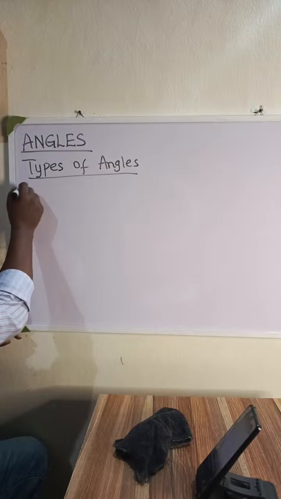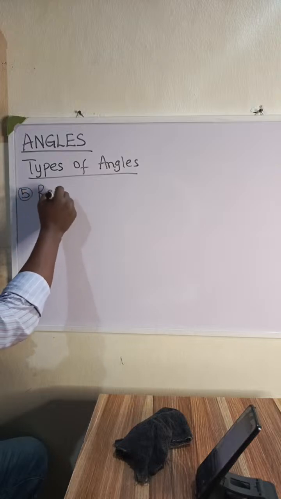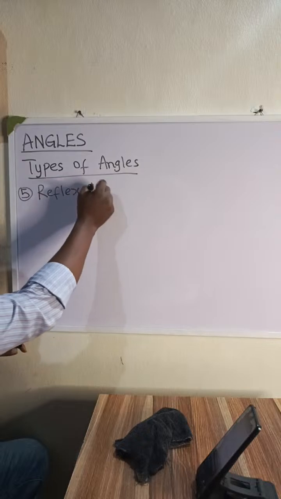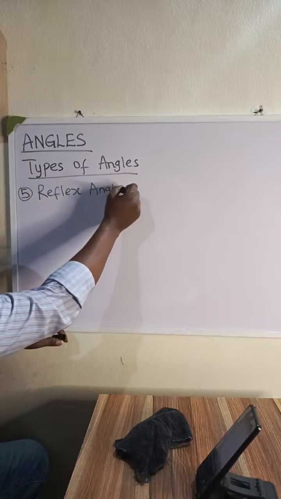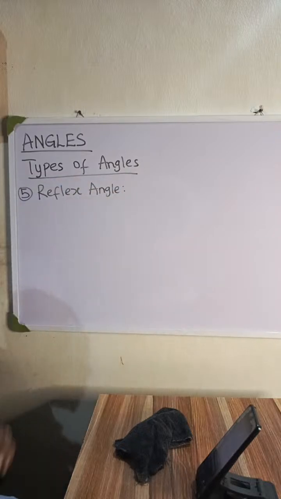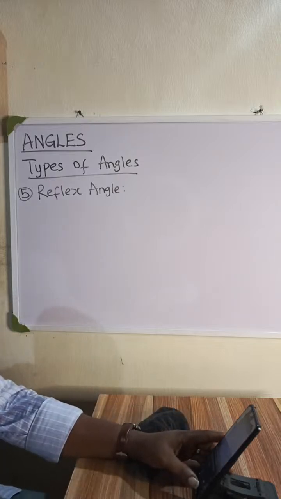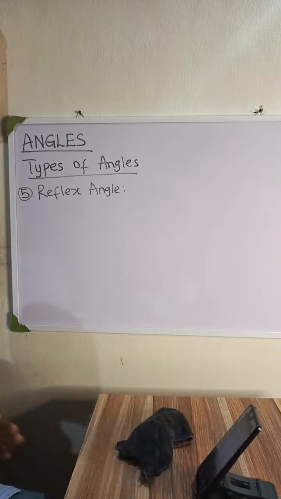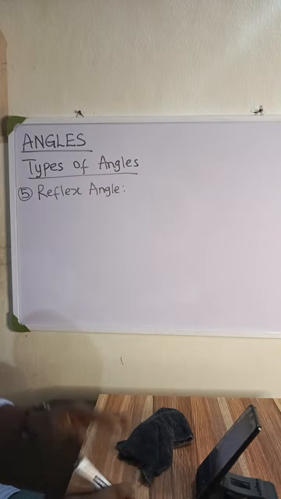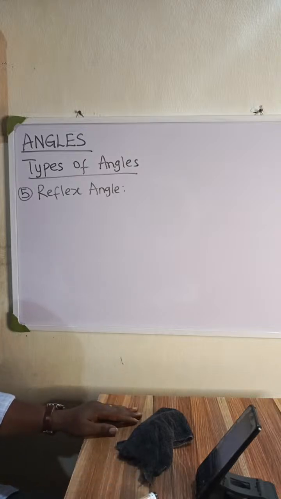Number 5, reflex. A reflex angle is an angle that is more than 180 degrees, but less than 360 degrees.